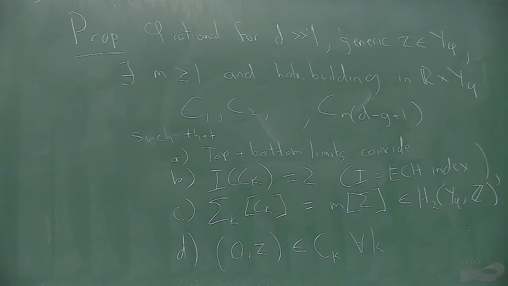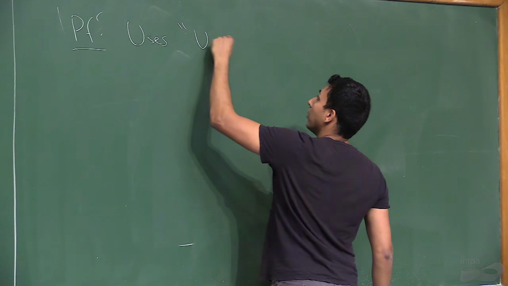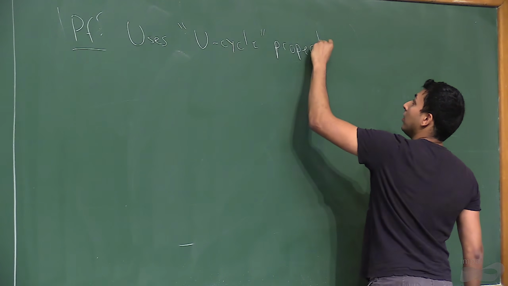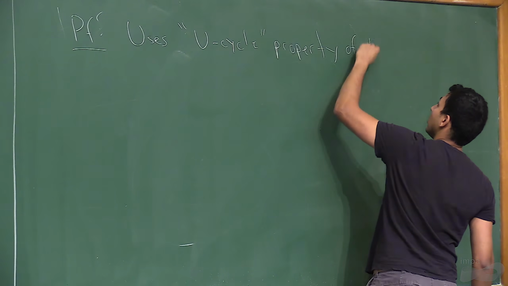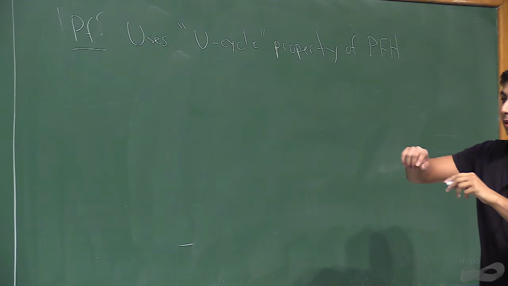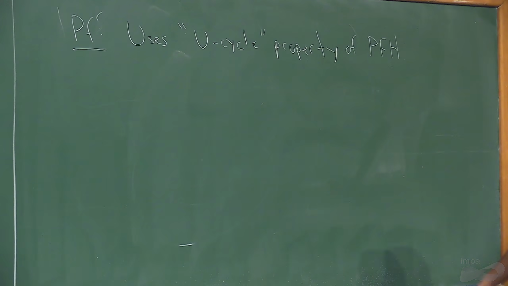Oh, okay. I should also mention the proof of this proposition. I'll be very brief on this. So the proof uses what's known as the U-cycle property of PFH, namely that PFH contains a lot of classes where the U-map essentially returns a homology class to itself.